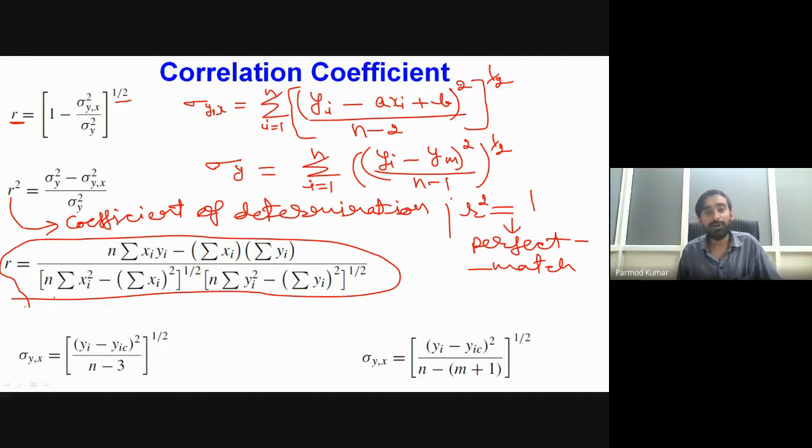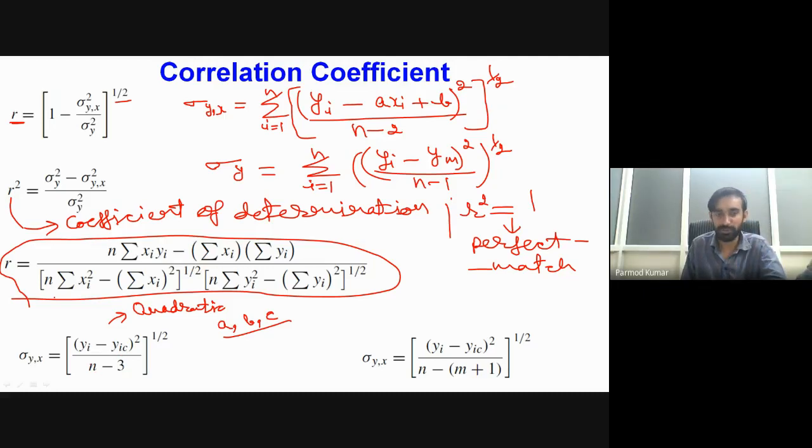Now, one important point I would like to highlight. While defining sigma_yx, I told you that if we have two coefficients, we use n minus 2. Similarly, if our polynomial is quadratic, we will have three coefficients, a, b and c. In that case, while calculating the standard error, we have to use n minus 3 in the denominator.